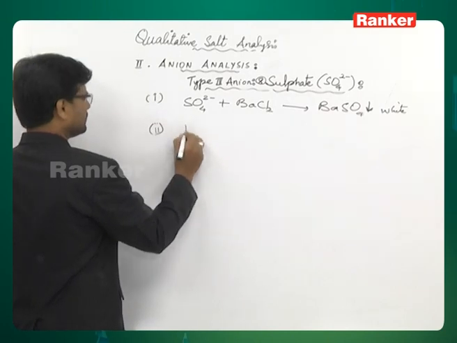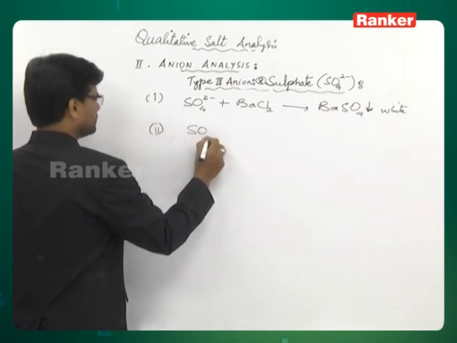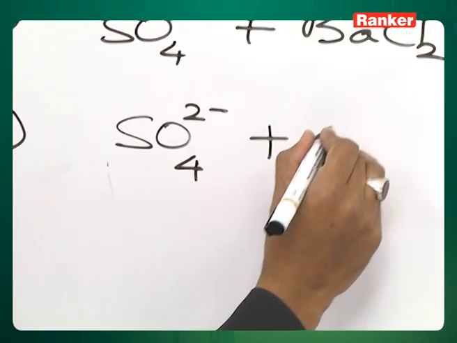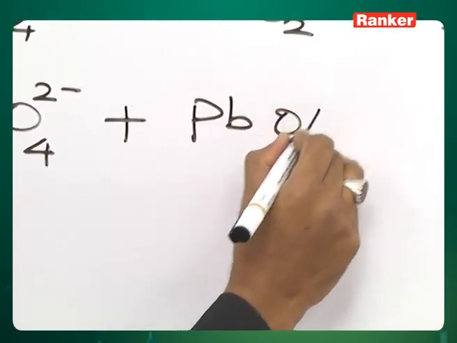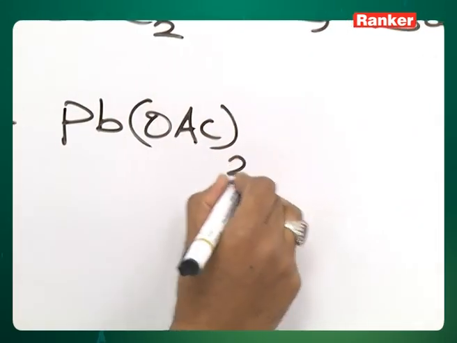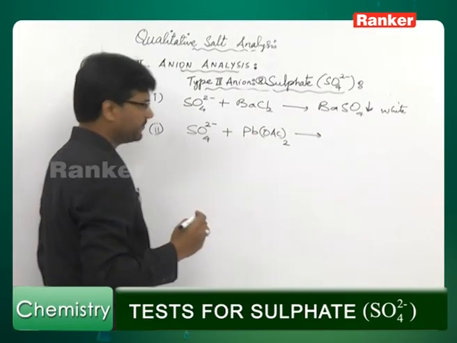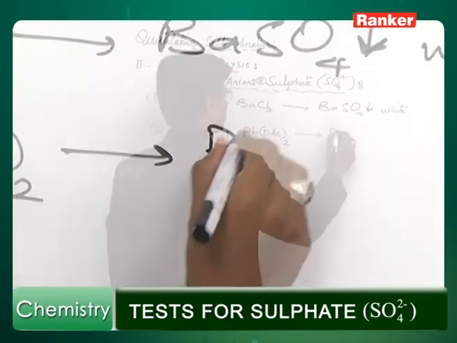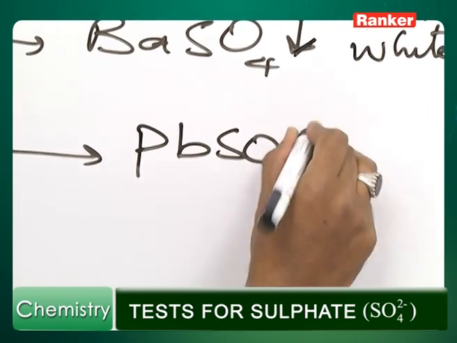Number 2, sulphate plus lead acetate. Here also you get a white precipitate, but this time due to formation of PbSO4.